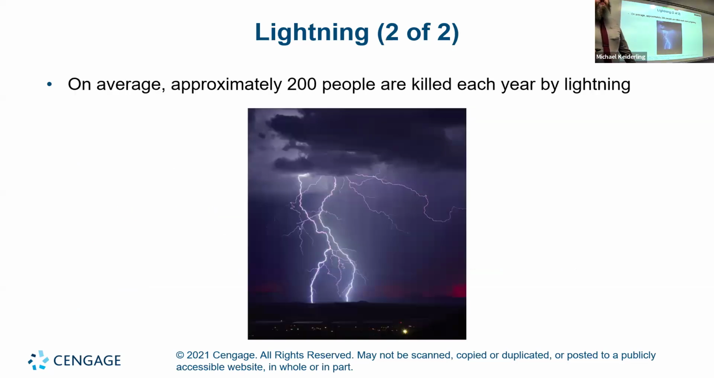On average, about 200 people are killed each year by lightning. And some places have more lightning than others. It has to do with the weather conditions to create the right kind of clouds. There are places where there are lightning storms almost every day.